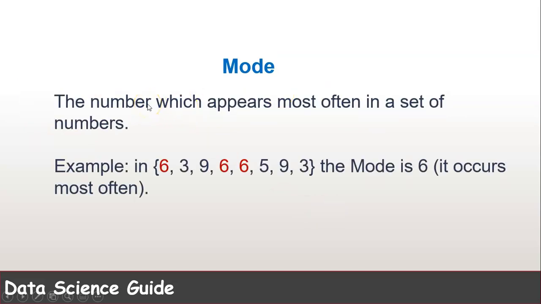And finally here we have the mode. Mode is the number that appears most often in a set of numbers. So in this data set we have 6 appeared 3 times, which is more than any other number, and 6 is the mode.